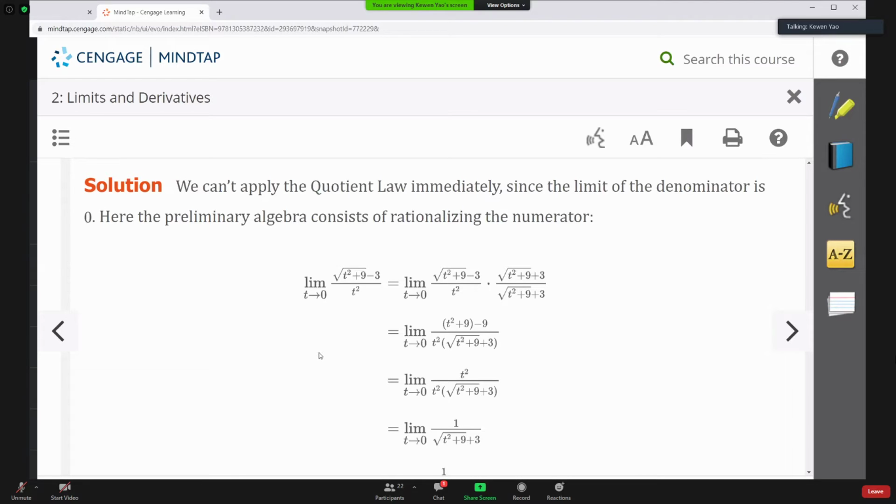First, can we use the direct substitution property for this problem or not? We can't. It's very important for you to know why you cannot use this method. Put t equal to 0 inside, let's see what happens. What's 0 squared? 0. 0 plus 9 is 9. The square root of 9 is 3. 3 minus 3 is 0. And the denominator, t equal to 0, 0 squared is 0.